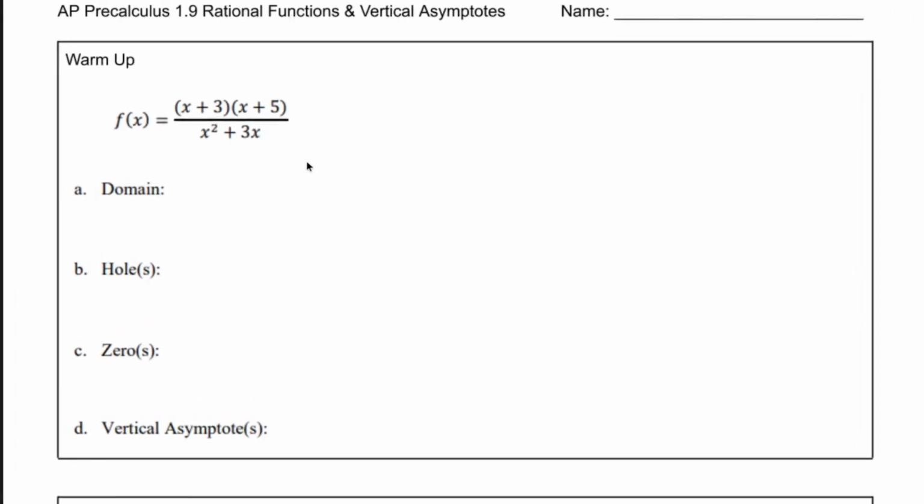I'm giving you a rational function factored in the numerator, not in the denominator. I care about the domain, I care about the holes, I care about the zeros, and I care about the vertical asymptote. So it's already factored upstairs. Let's leave it be: x plus 3 and x plus 5. And on the bottom, we can pull out an x, and that leaves us with x plus 3. Let's use the zero product property to name our magic numbers, which are -3, -5, 0, and -3.